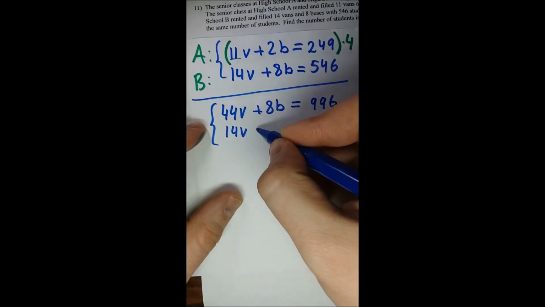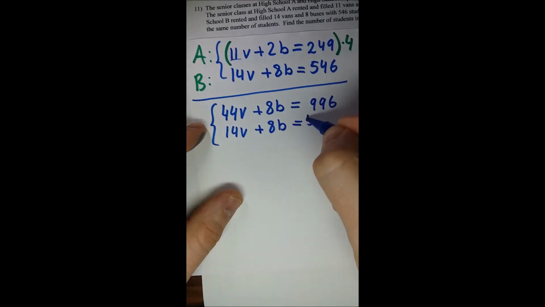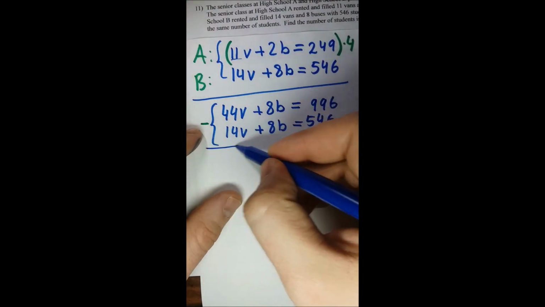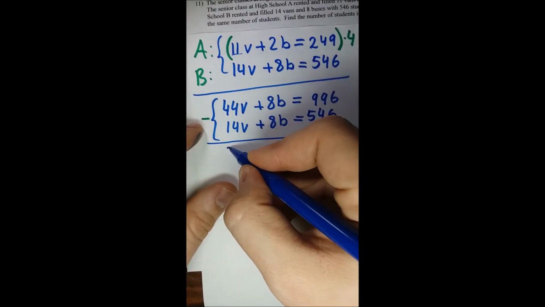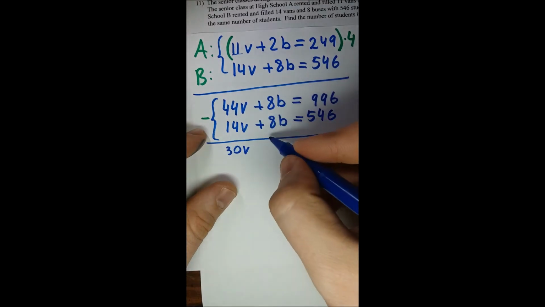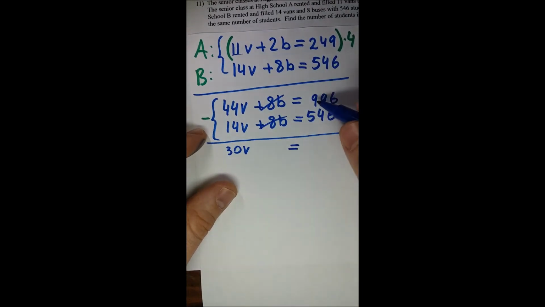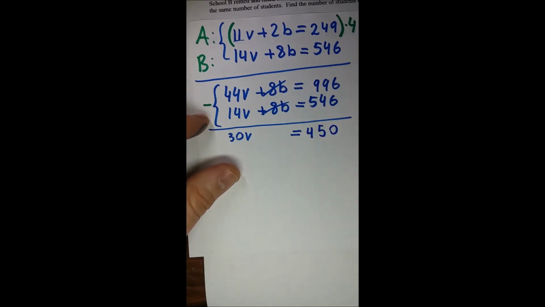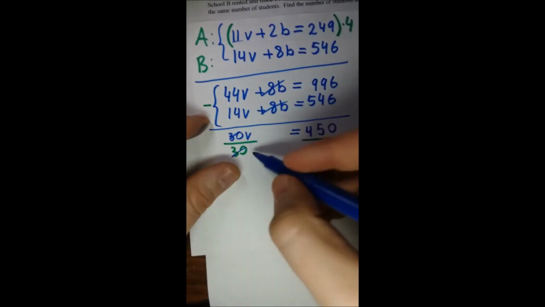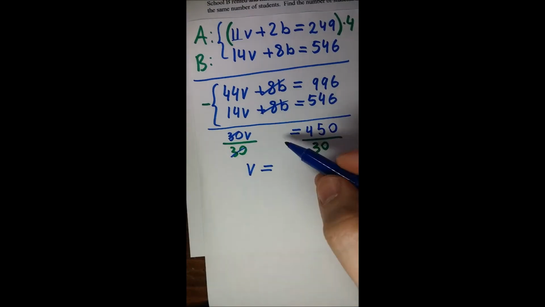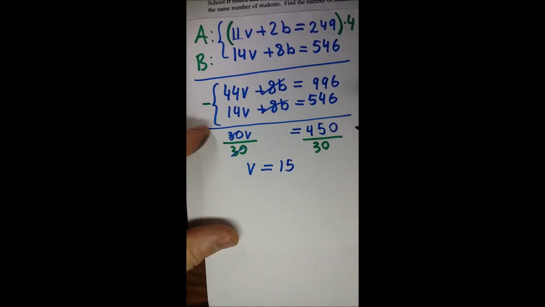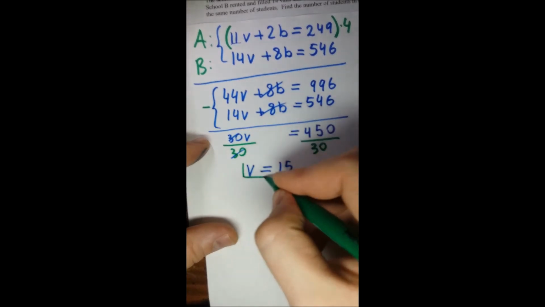Here we got 14v plus 8b equals 546. At this point, we got to subtract. Okay, so when we're subtracting, 44 minus 14 is 30v. 8b minus 8b, they're gone, equals 996 minus 546. 6 minus 6 is 0. This is turning into 5, and this is turning into 4. 450, okay? And then guess what we do? We divide both sides by 30. v equals 15. So 15 people can fit in a van, all right?